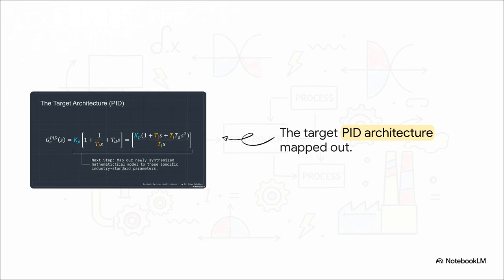Our next critical step is to map this. We take the target architecture equation for a standard PID controller defined by proportional gain K sub p, integral time Ti, and derivative time T sub d. The target PID architecture is G PID of S equals K sub p times the quantity of 1 plus 1 over T sub I s plus T sub d s. We just need to map our newly synthesized mathematical model directly onto these standard parameters.